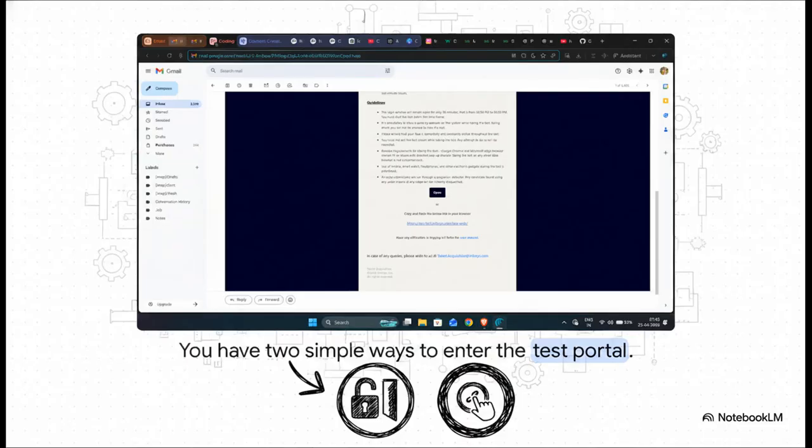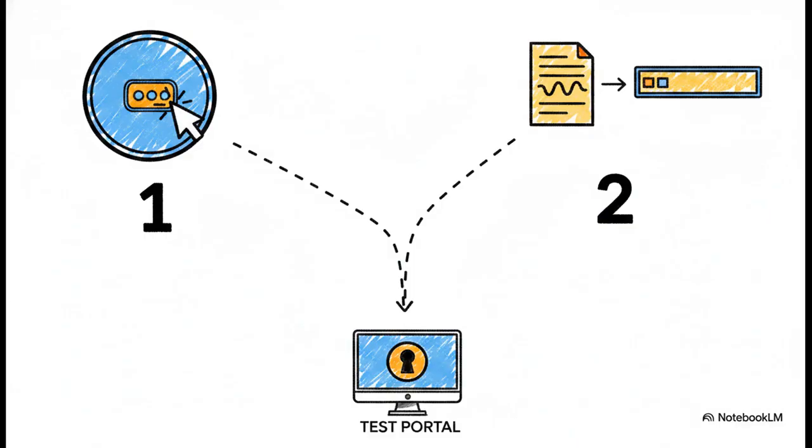So when that login window opens up, scroll down to the bottom of your email. You're going to see 2 super simple ways to get into the test portal. Option 1 is that big can't miss it open button. Just give that a click and boom, you're on your way. Option 2 is kind of a backup plan. You can copy the entire web address and just paste it right into your browser. Either way, you'll end up in the exact same place.